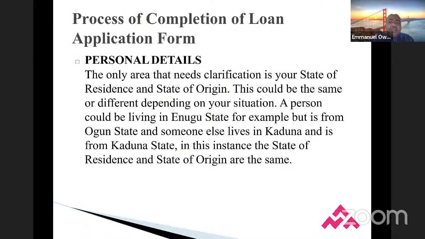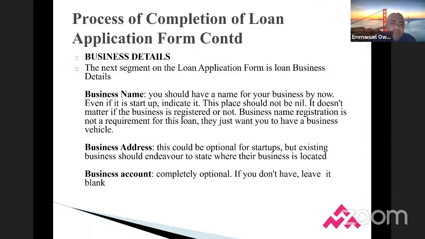This is just an explanation again of the personal details which we have already covered. One clarification is that most people who are in Abuja here are not from FCT as a state. FCT is the 37th state in quote in Nigeria. So it's possible that you say that you are from Benue, but you are resident in Abuja. Because we have state of origin and we have state of residence under the personal details. We have already explained the business details.